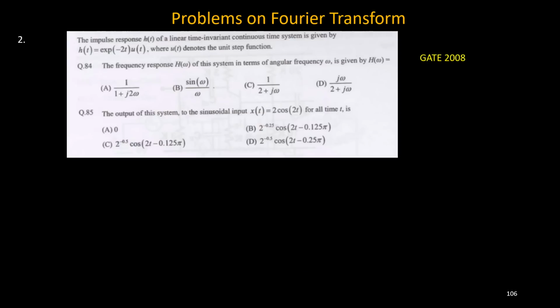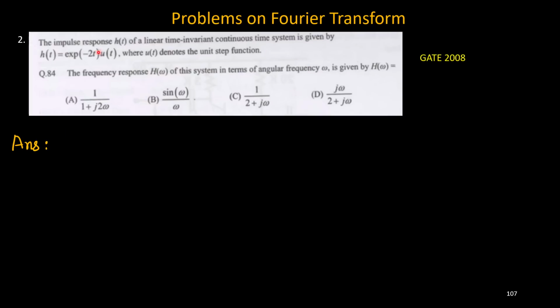Next one. Now look at this problem. It's a connected problem. It says that the impulse response h of t of a linear system is given as exponential of minus 2t u of t. This is your h of t. First we need to find H of j omega. And the second problem is, if I apply the signal x of t equals 2 cos of 2t, then what is the corresponding output? So these two problems we want to discuss.